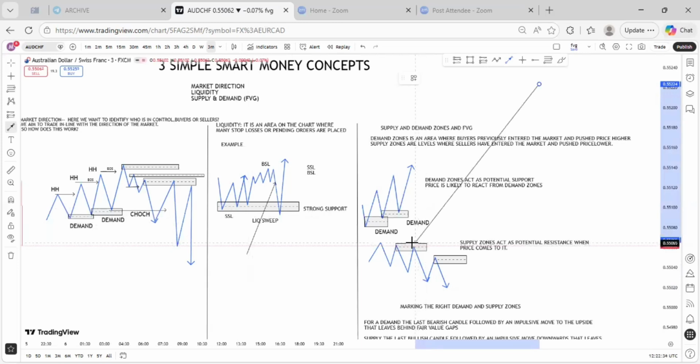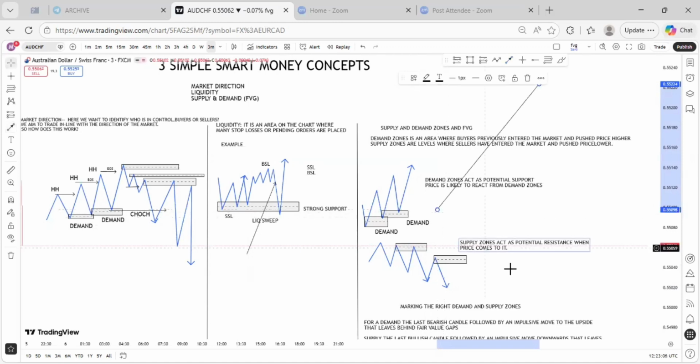So here, this example I wrote over here, we have a supply zone, right? And price came back to this supply zone, and as you can see, this supply zone pushed price lower. This zone now served as a resistance to price, and it pushed price lower, right? So this is just basically what the demand and the supply entails, right?